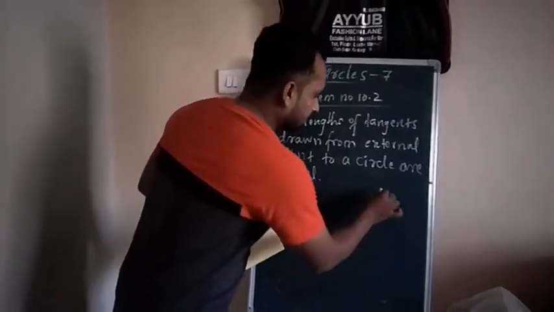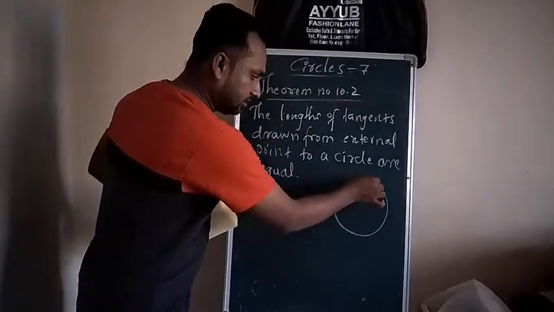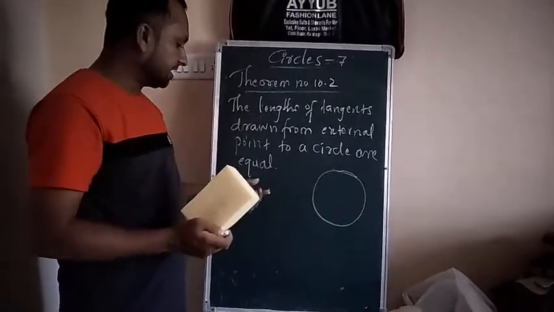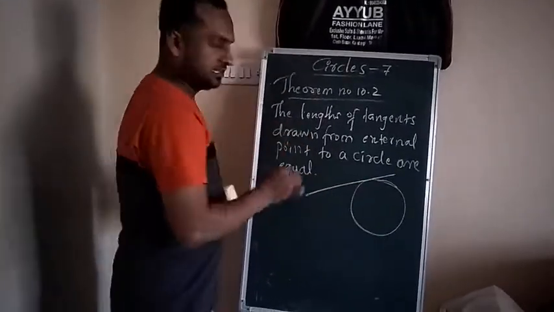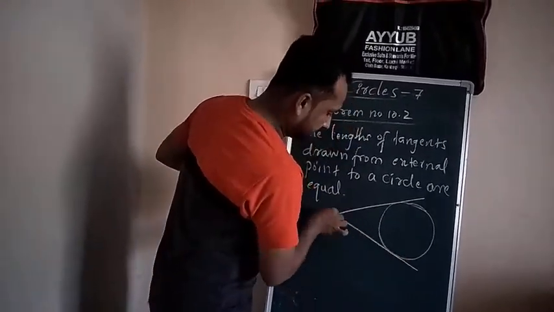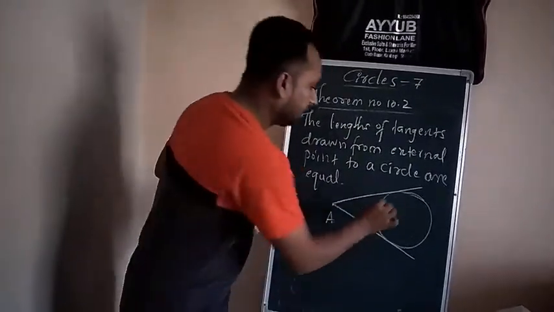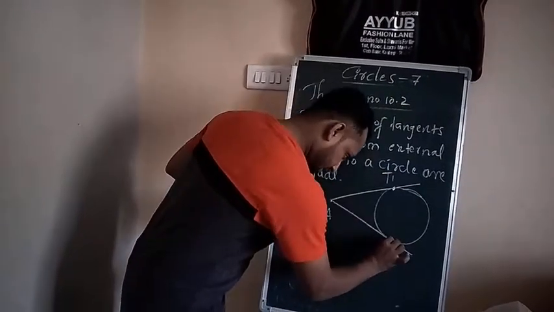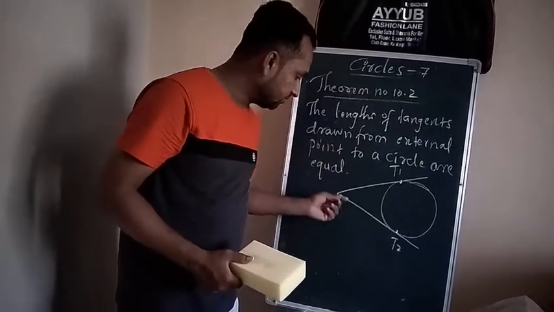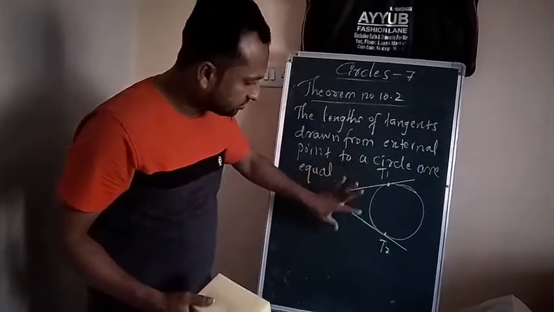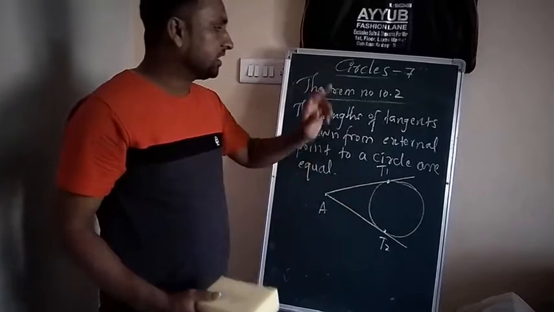For example, see here, the circle is like this. Clear? Now see, this is the external point. Already you learned yesterday how many tangents you can draw from this external point here. There are two tangents. Now see, this is tangent 1 and this is tangent 2. Now this is point A, the external point is A, and this is T1, tangent 1, and tangent 2. Now what does this theorem say? These two tangents from the external point are equal. It means AT1 is equal to AT2. These two tangents are equal.